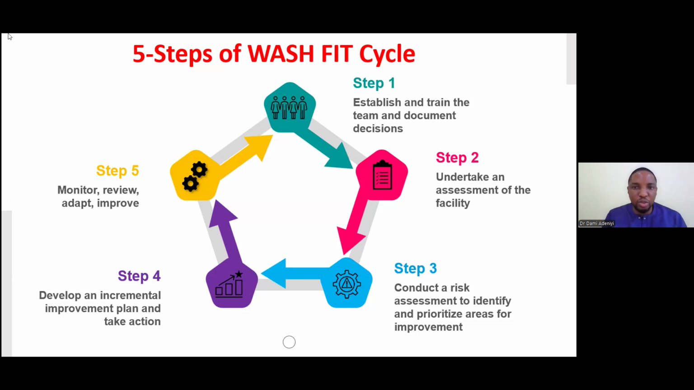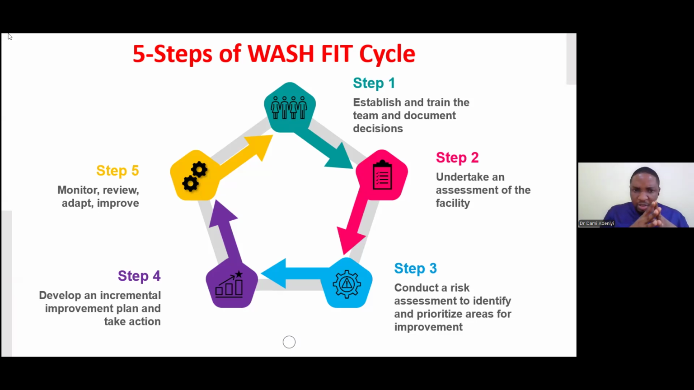All right, and there are things you need to consider when you establish the team. Who are the people that should be in the team? We'll talk about that shortly. And then you train the team based on the WASH FIT methodology, because everyone on the team is meant to be involved in going through the process. The second step is that you do an assessment of the facility.